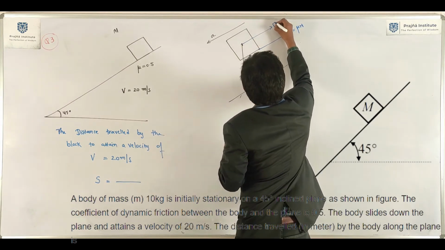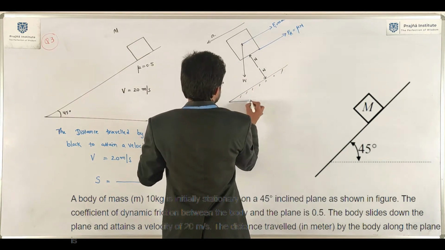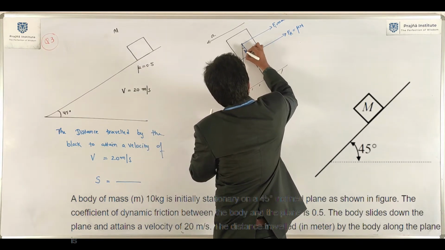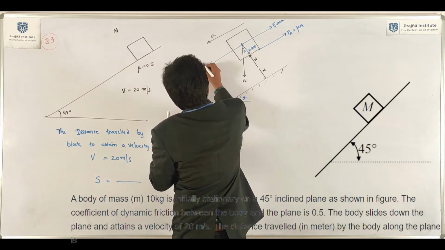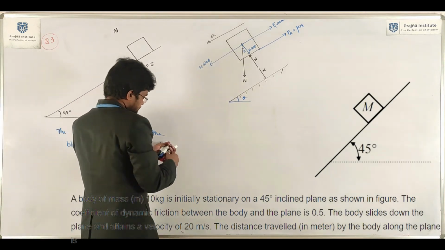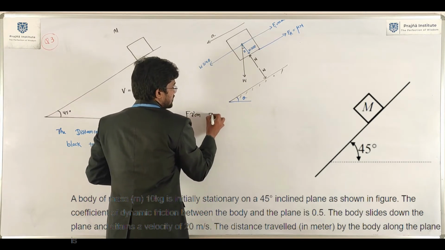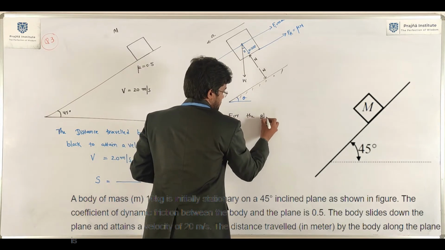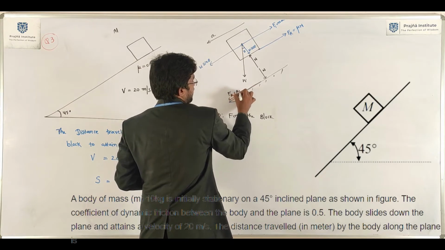Inertia force always acts opposite to the direction of motion. The weight components are W cos theta and W sin theta. This is the free body diagram for the block. Now, from the free body diagram, the frictional resistance is Fr equal to mu into N.